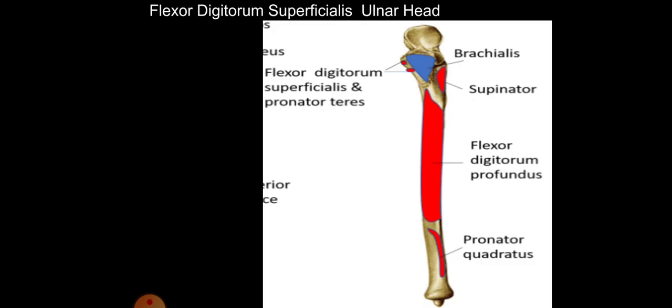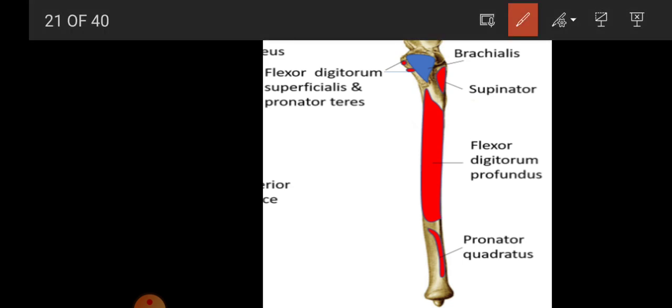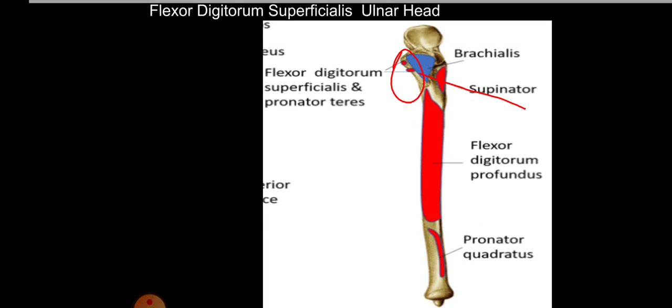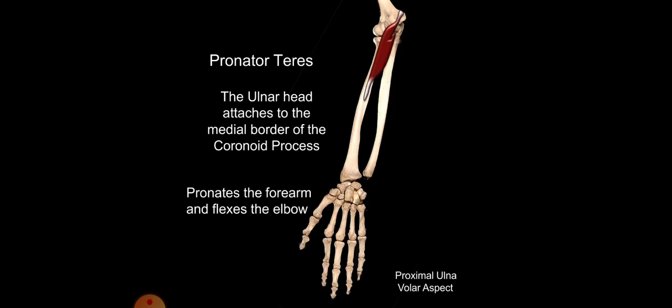Now the muscles which are attached to the ulna. At the upper end we have flexor digitorum superficialis. As we can see in the image, it is just lying lateral to the ulnar tuberosity. So this is the ulnar tuberosity, and on the medial margin of this we have the origin of flexor digitorum superficialis and pronator teres. So these two muscles are the muscles of front of forearm.